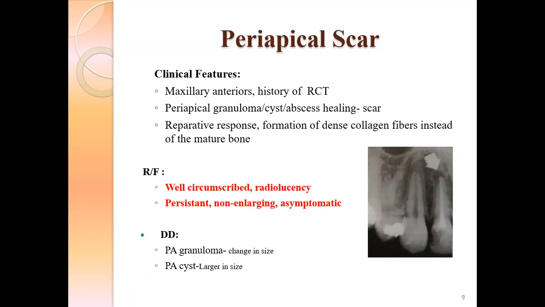The radiographic feature include a well circumscribed radiolucency as seen with the other lesions, but this will be asymptomatic and non-enlarging. And the differential diagnosis includes a periapical cyst or a periapical granuloma, which will have a change in size and also is larger in size.